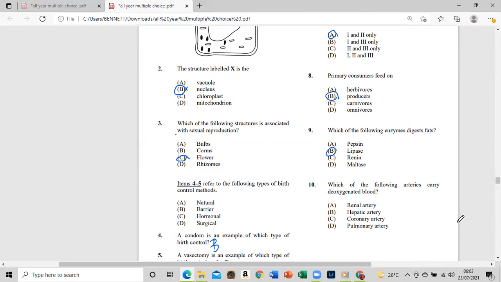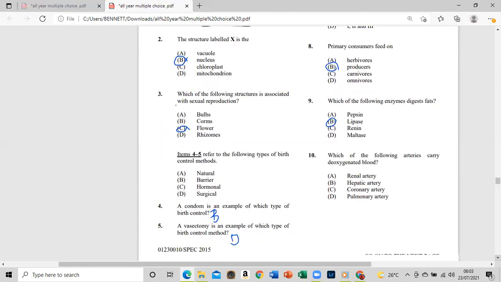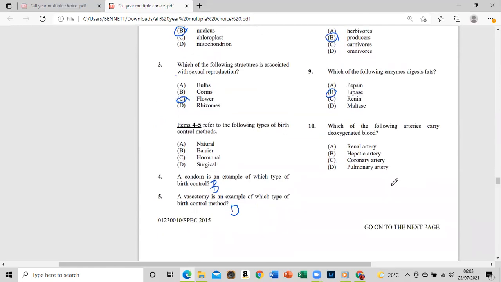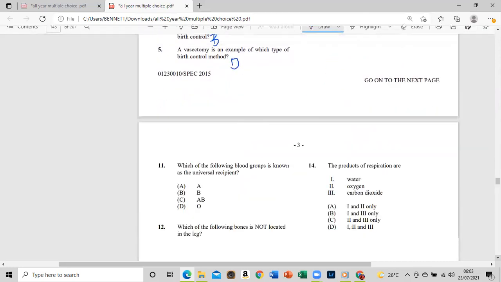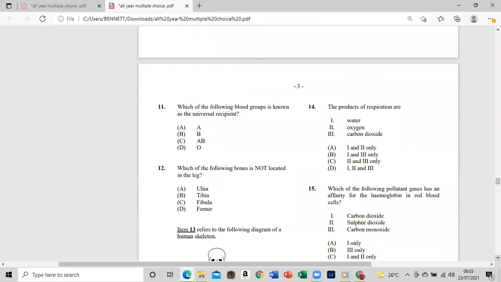Which of the following arteries carry deoxygenated blood? Is it the renal artery, the hepatic artery, the coronary artery, or the pulmonary artery? And that is the pulmonary artery. Let's move on to the next page, which is number 11.